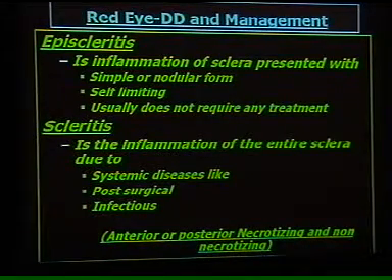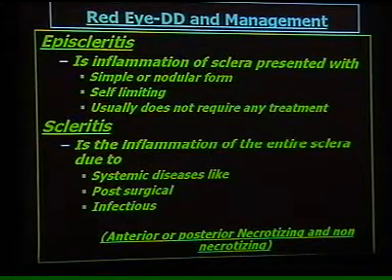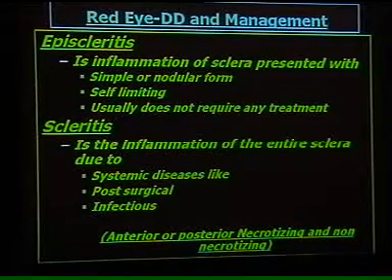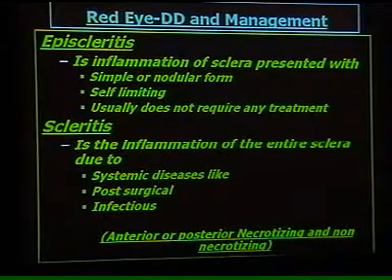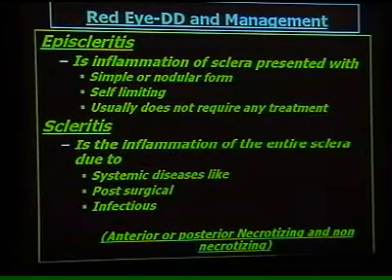Now scleritis is the inflammation of the entire sclera. So in contrast to episcleritis, which is a focal lesion, scleritis is a diffuse problem covering all over the conjunctiva, the sclera which is visible and the sclera which is not visible to the human eye. And it is invariably secondary to some systemic diseases like rheumatoid arthritis, SLE, and other diseases. It could be post-surgical or due to chronic infection of the sclera.